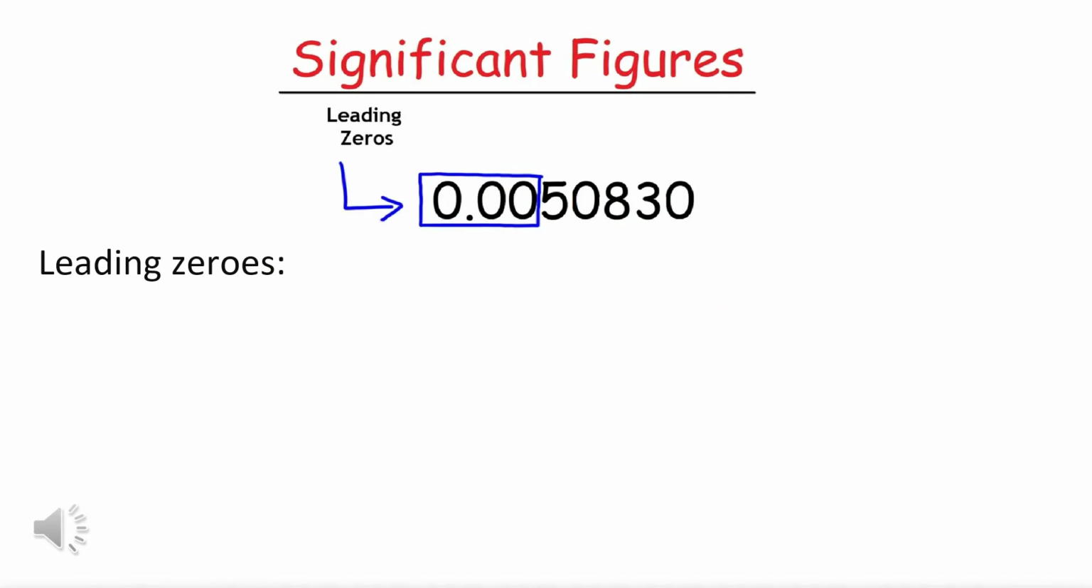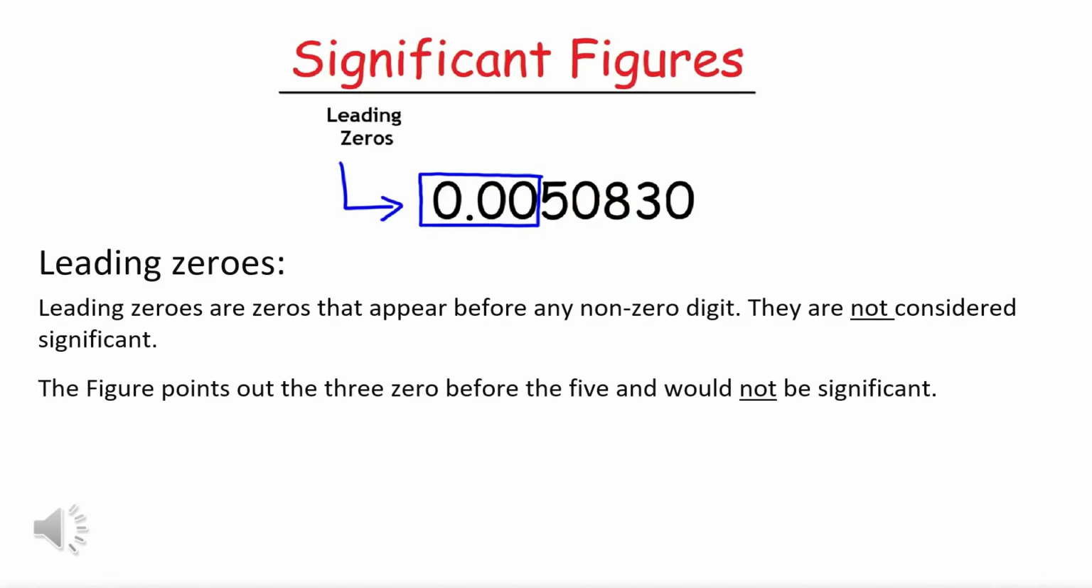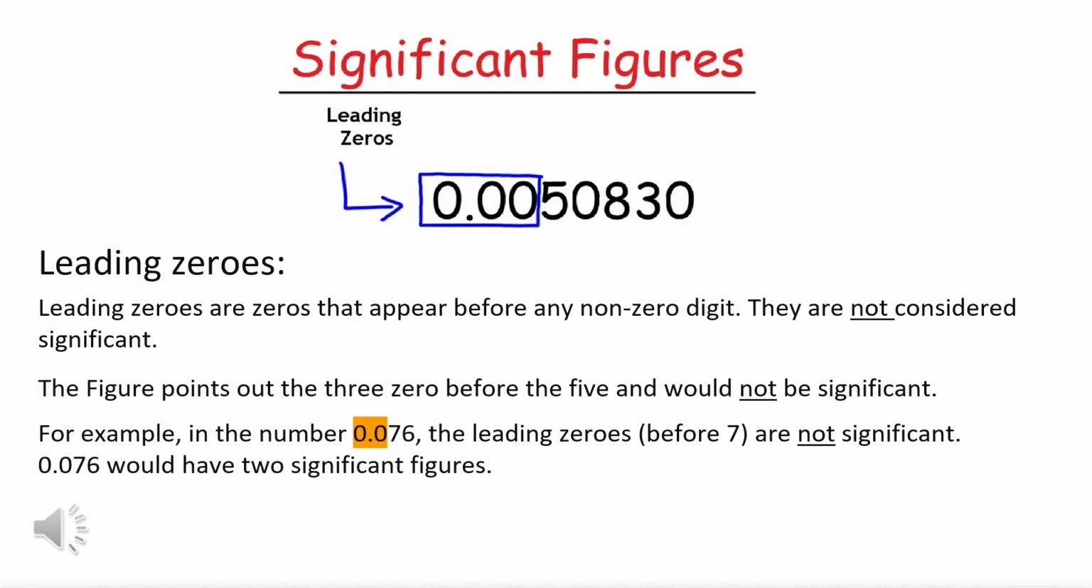Now let's talk about leading zeros. These are the zeros that come before the first non-zero digit. They are not significant. They're just placeholders. The main example highlights all the zeros before the 5, which would not be considered significant. For example, in 0.076, the zeros in front of the 7 don't count. This number has only 2 significant figures, the 7 and the 6.